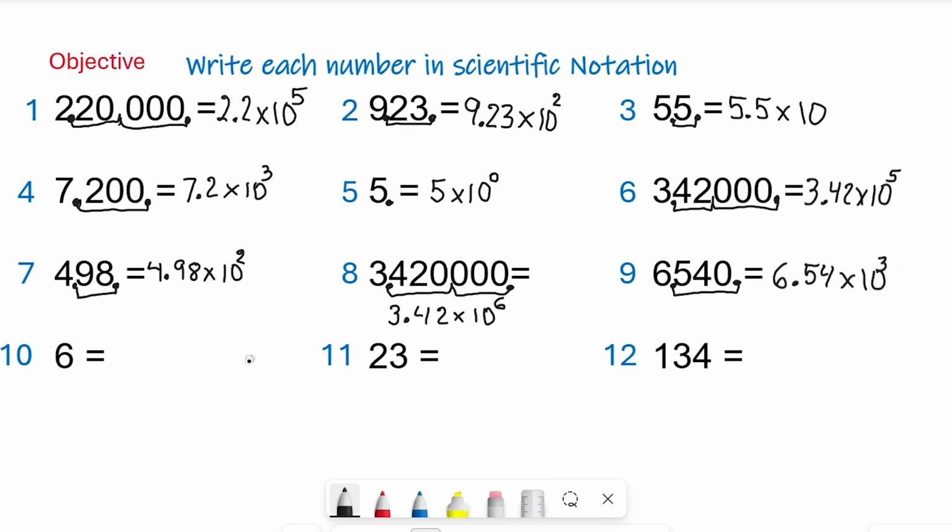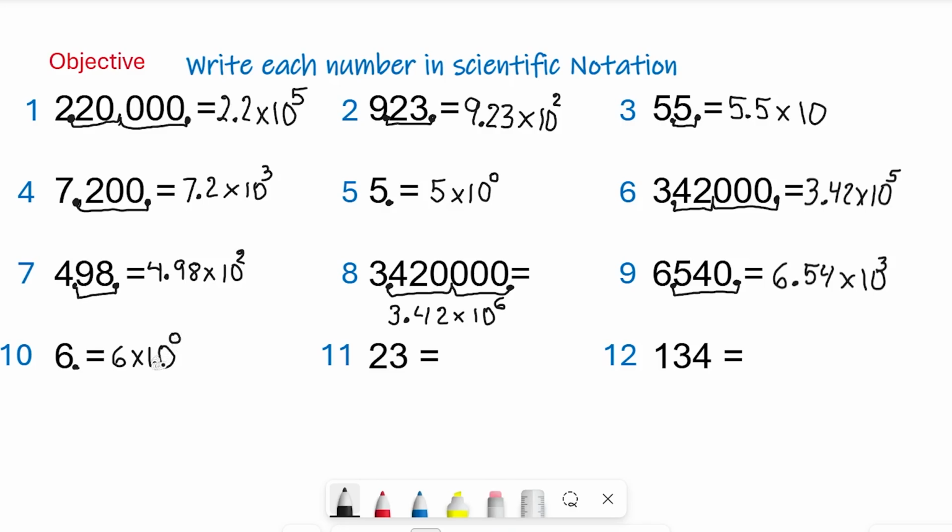Number 10. For number 10, you don't see the decimal point. The decimal point should be right after number 6. And you can see you don't have to move the decimal point, right? Because one whole number is in front of it. So the way we're gonna write it in scientific notation is by writing 6 times 10 to the 0 power. This 0, think of it this way, it's like you didn't move the decimal point anywhere. So that's how it's gonna be 0.